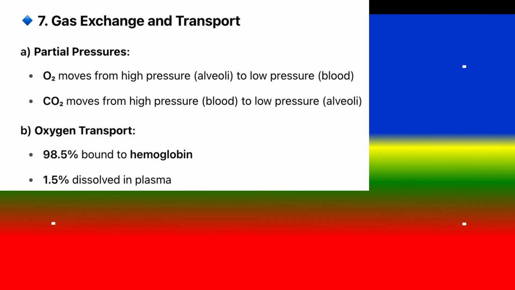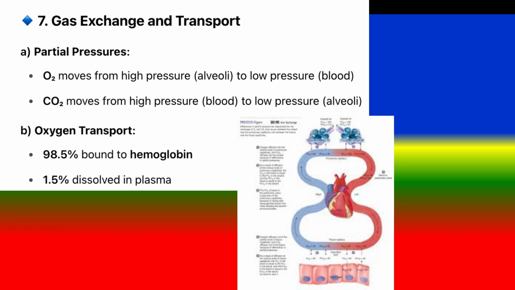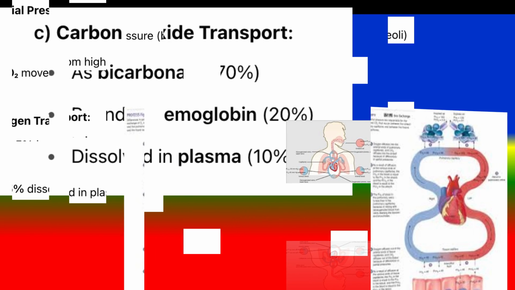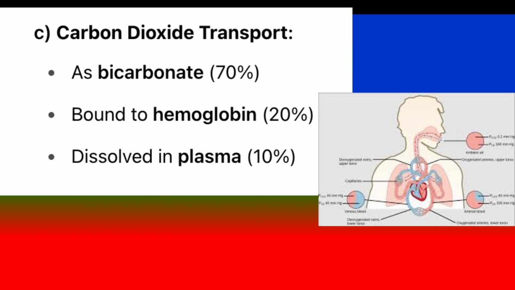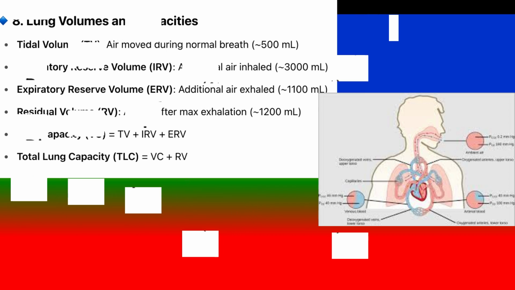7. Gas exchange and transport. A. Partial pressures. O2 moves from high pressure alveoli to low pressure blood. CO2 moves from high pressure blood to low pressure alveoli. B. Oxygen transport: 98.5% bound to hemoglobin, 1.5% dissolved in plasma. C. Carbon dioxide transport: as bicarbonate, 70%; bound to hemoglobin, 20%; dissolved in plasma, 10%.